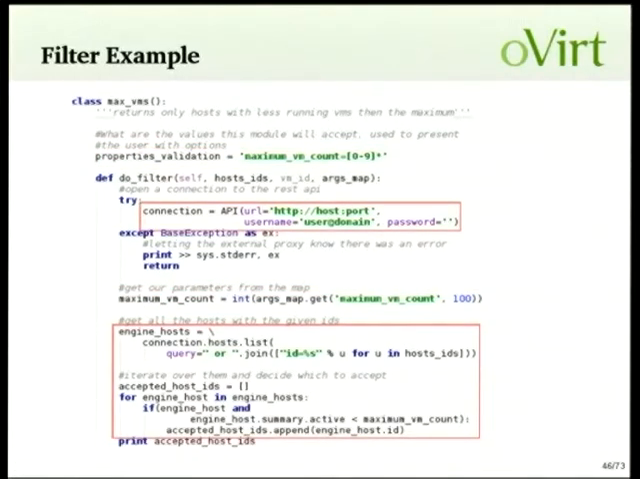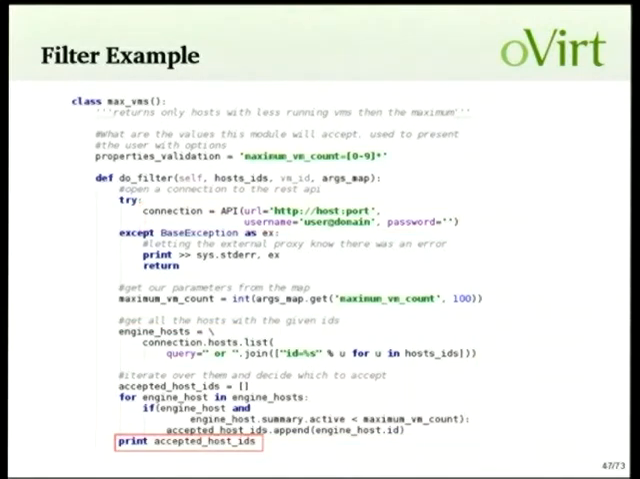And the actual filtering is, as I said, you sometimes need the Python SDK. So in this case, we create an API, a proxy to the API object. We do a query on the hosts, and then we do the filtering logic on these hosts according to, in this case, how many VMs are already running on each host. So we need to get this information and filter upon it. And in the end, we just print the list of the IDs, and this list is what's passed on to the next filter.